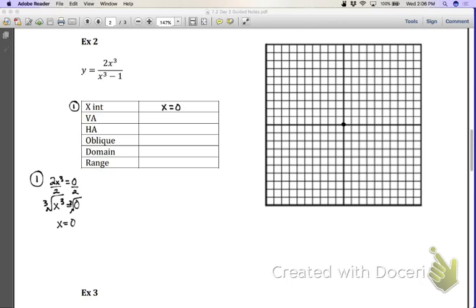Second step then is to find my vertical asymptote. So what's going to get set equal to 0 now? Bottom. X to the third minus 1 equals 0. X to the third equals 1. The cube root of x to the third and the cube root of 1 is x equal to still 1.